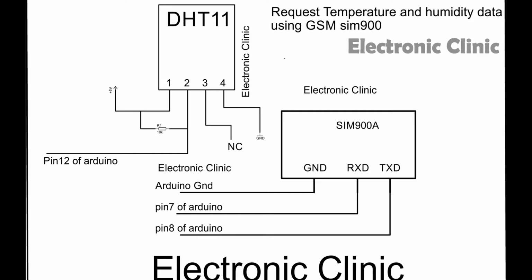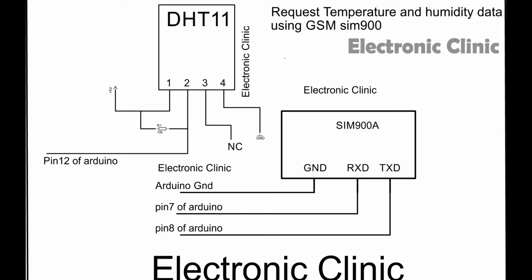As we know, in Arduino we have a serial port on pin number 0 and 1. But I recommend that you use some other pins for the serial communication, because pins 0 and 1 will be used for debugging purposes. Later in the programming I will tell you how to use 0 and 1 for debugging.